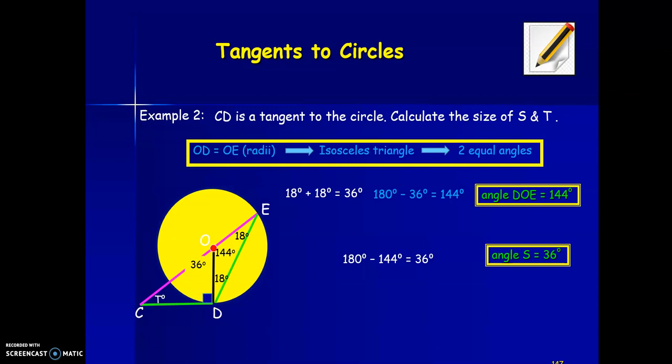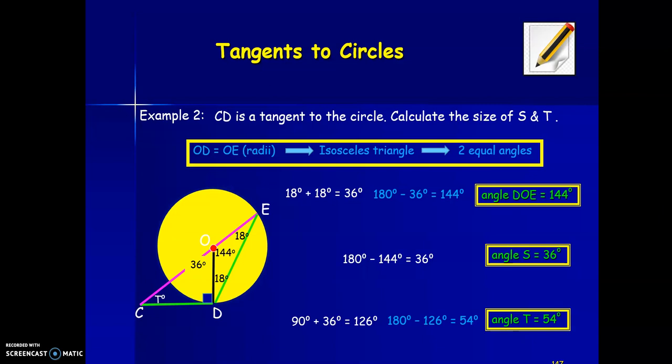Lastly, we can now concentrate on triangle COD. We know one angle is 90 degrees, another angle is 36, so add these together to get 126 degrees. Take it away from 180 because three angles in a triangle add up to 180, and we're left with angle T equal to 54 degrees.